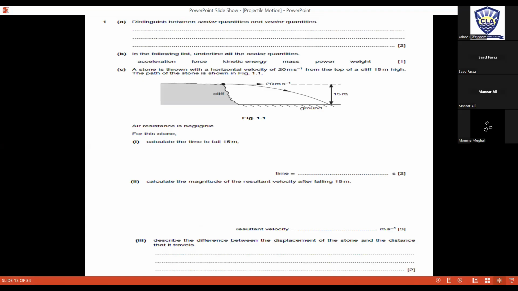Okay, again, this is a half projectile. Distinguish between scalars and vectors. Scalar quantities have magnitude, whereas vector quantities have magnitude as well as direction. Underline all the scalars. It is kinetic energy, mass, and power. Weight is a vector, force is a vector, acceleration is a vector.